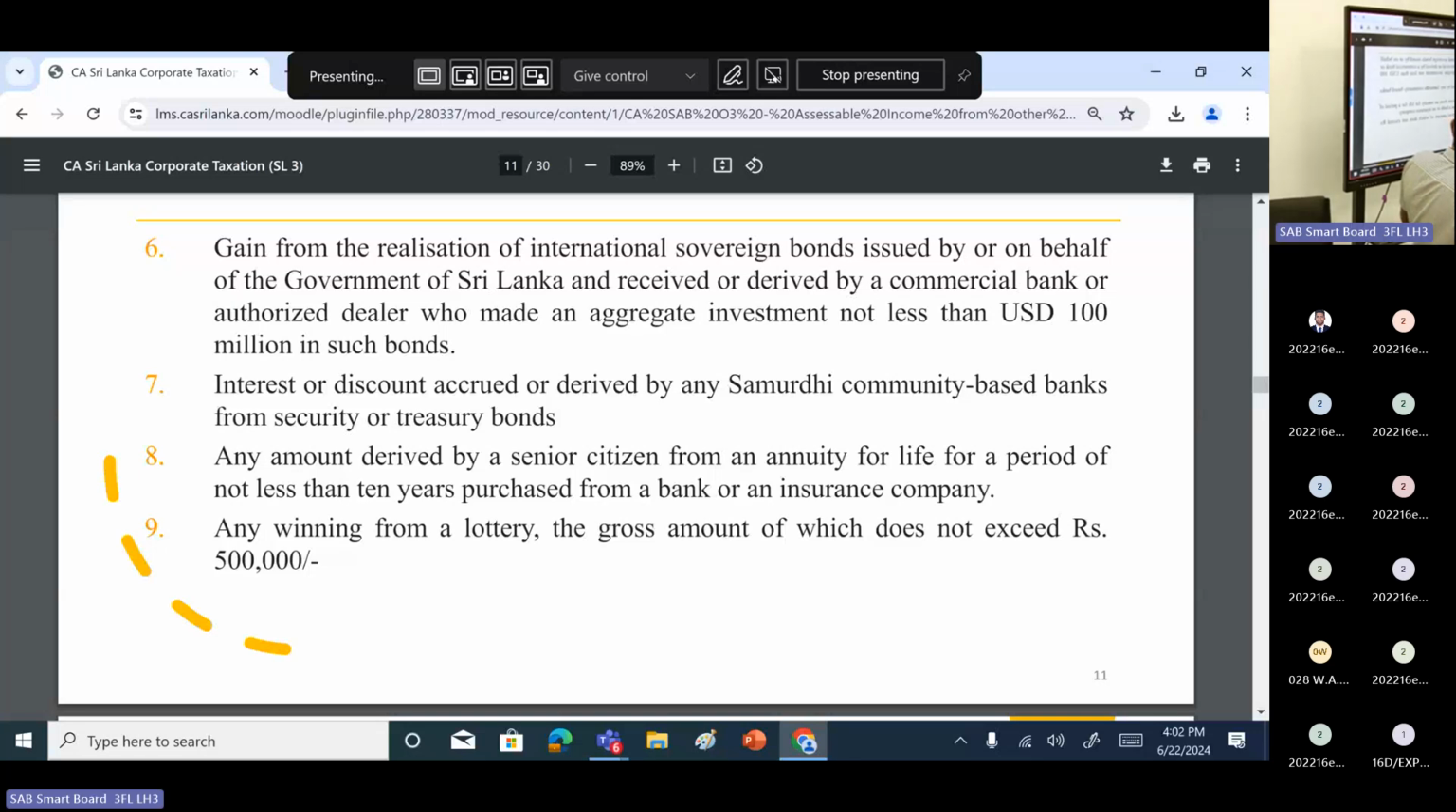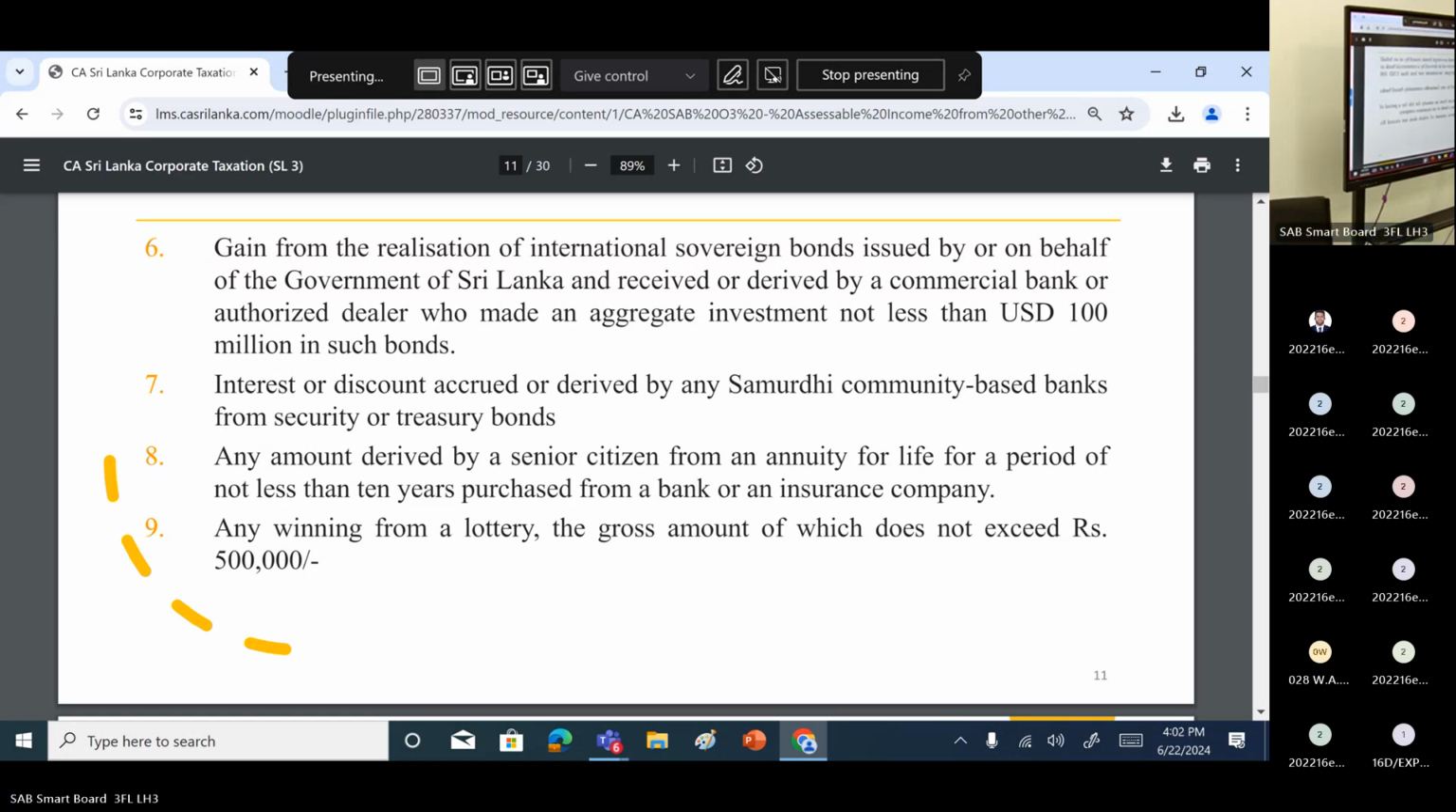Any amount derived by a person from an annuity for life for a period of not less than 10 years, purchased from a bank or an insurance company. These are anyway, that interest payment to a non-resident person is anyway exempt. So these things, I mean, the previous one that was there.